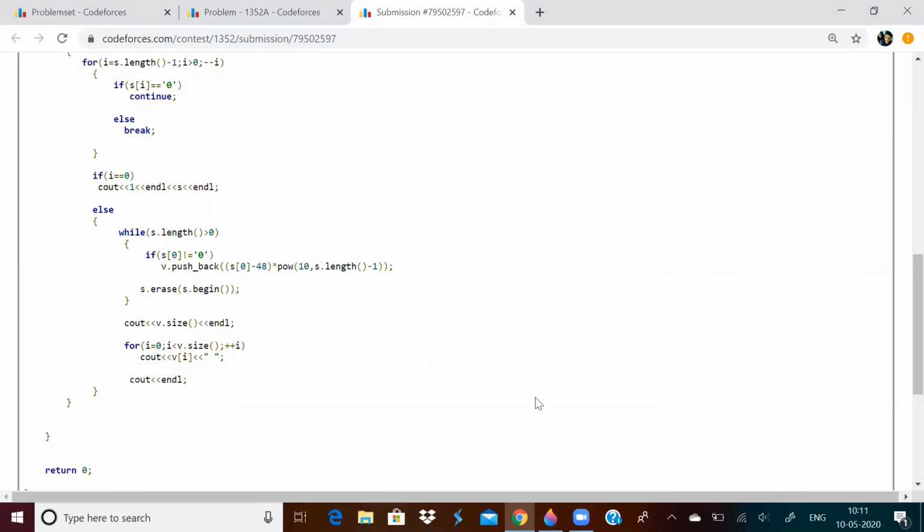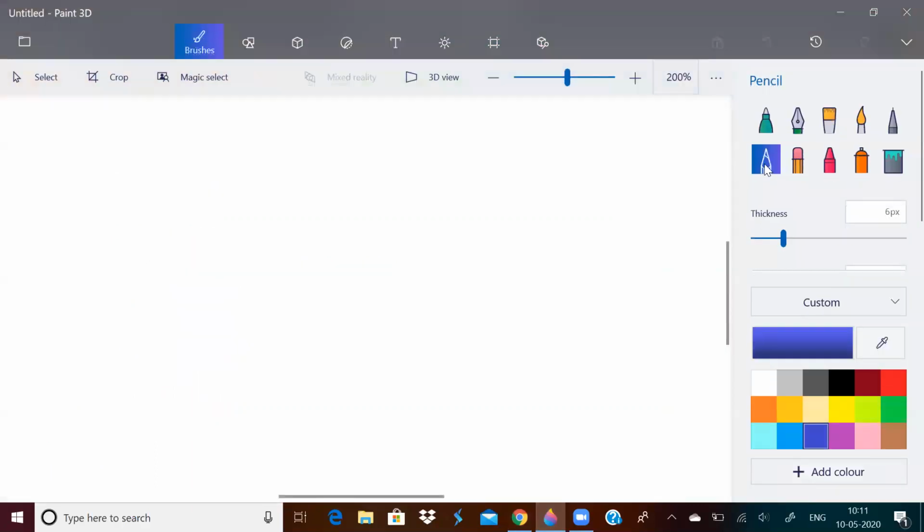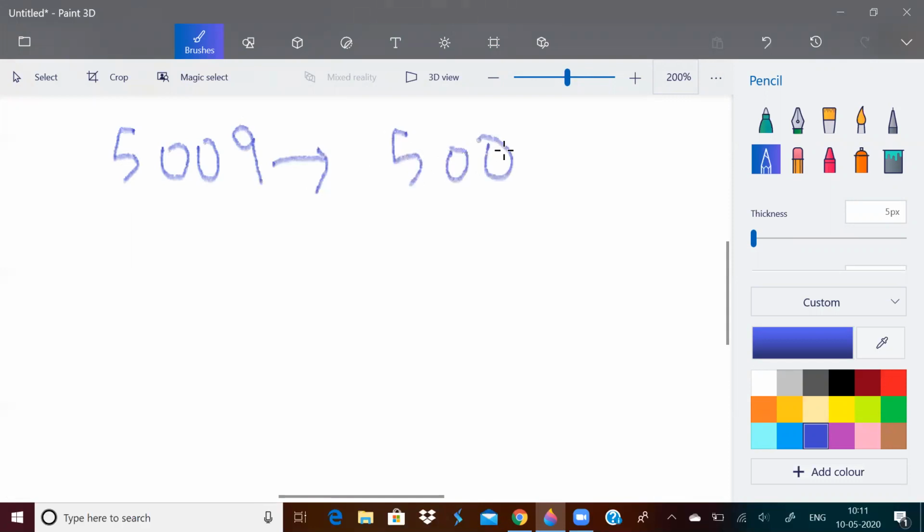So what am I doing over here? Let us take an example and see. If I have the number 5009, I have to express it as 5000 and 9. I have to print these two numbers, right?